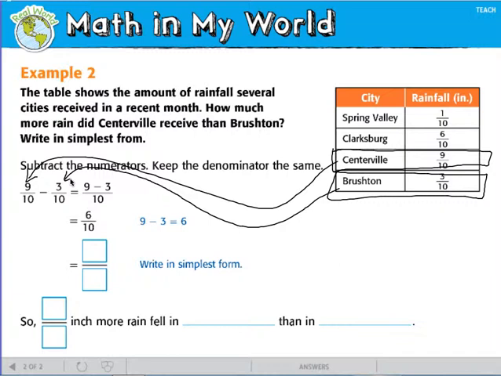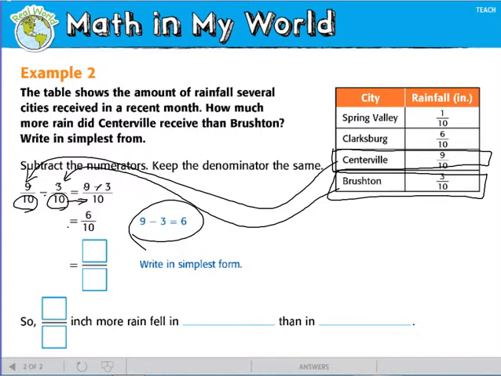Our denominators are 10, so we move it over. We're going to subtract 9 minus 3, right here. 9 subtract 3 is? 6. They did it right for us there. Now we have 6/10.